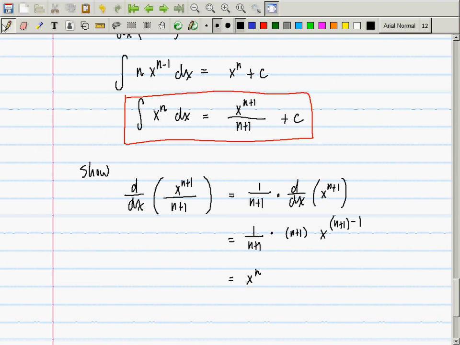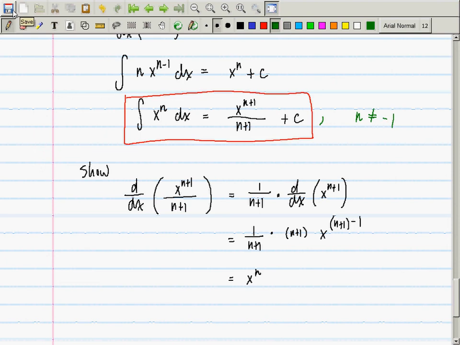Except not entirely, because there's exactly one case where this is not a legitimate formula. When might this formula not actually prevail? What could go wrong here? N could be negative 1. What if n was negative 1? Could you divide by negative 1 plus 1? No, negative 1 plus 1 is 0. So you couldn't divide by 0. So when is this true? This is true in any case when n is not equal to negative 1.